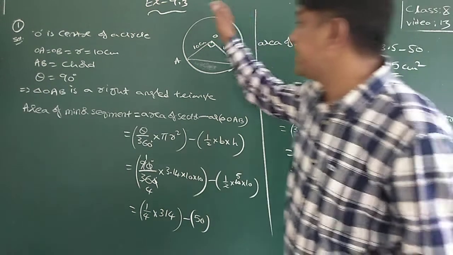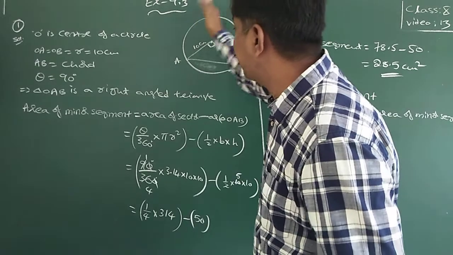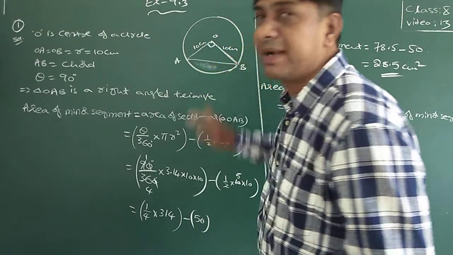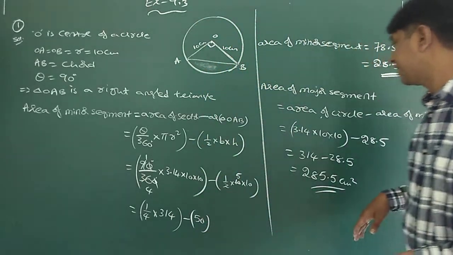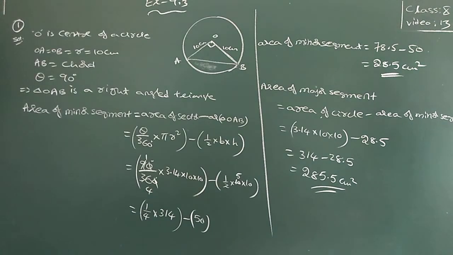Now the major segment area is area of a circle minus area of the minor segment. That is 314 minus 28.5, that equals 285.5. Please write it down.